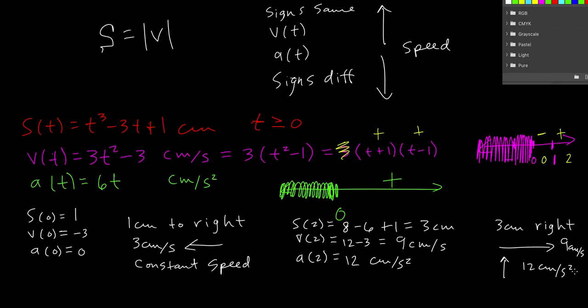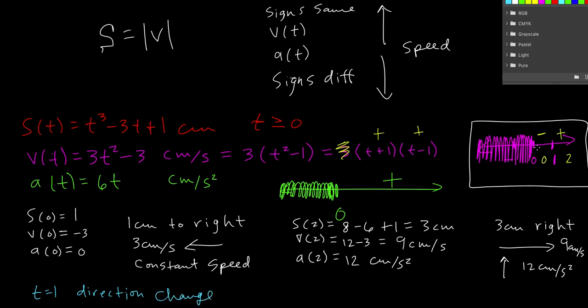All right, D, find the position of the particle when it changes direction. So that's where we go back to our velocity. We see that it only changes direction once, and that's at t equals 1. So at t equals 1, we have a direction change. Once again, it's where the sign changes right there, which is t equals 1.